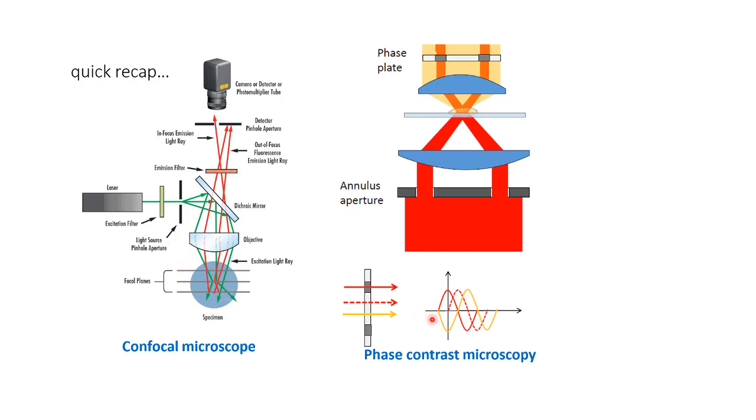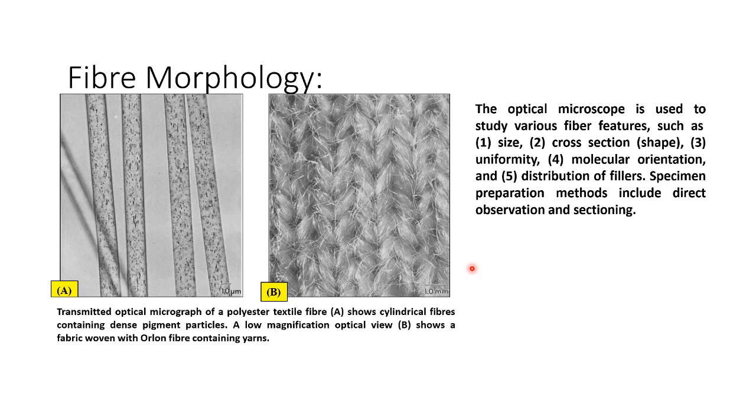Then we have the phase contrast microscope. In this we use an annulus aperture and a phase plate. With the help of these two, we get the contrast from interference. If there is constructive interference, we will get a bright image, and if there is destructive interference, then we will see a dark image. With the help of this, we are able to get the phase contrast in the microscope. So this was about it.